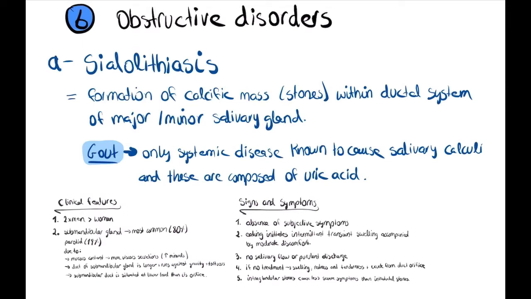The sixth type is the obstructive disorder. This is sialolithiasis, which is when calcific mass stones are formed within the ductal system of any major or minor salivary gland. And gout is the only systemic disease known to cause salivary calculi, and these are composed of uric acid.